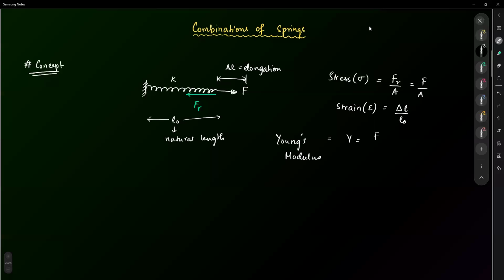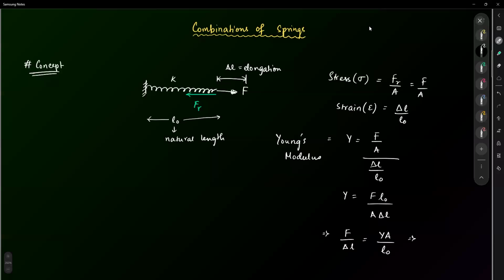Y will be equal to F by A divided by del L by L naught. That is stress by strain. So Y will be equal to F into L naught by A into del L. That means F by del L will be equal to YA by L naught.